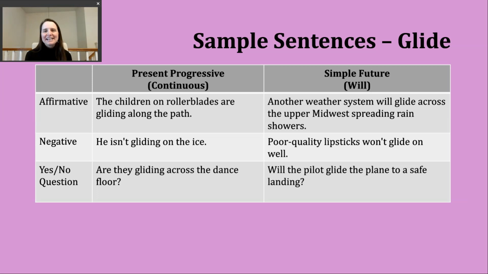Finally, let's look at making a yes or no question in the simple future. To do this, we're going to start with will, then we're going to have our subject, then the base verb. Here's another example. Will the pilot glide the plane to a safe landing? So here we're probably talking about our second definition. Something has happened, the plane maybe is having engine trouble, and we're asking somebody to make a prediction. Hopefully this is a positive. Yes, the pilot is skillful enough to be able to glide the plane to the ground.